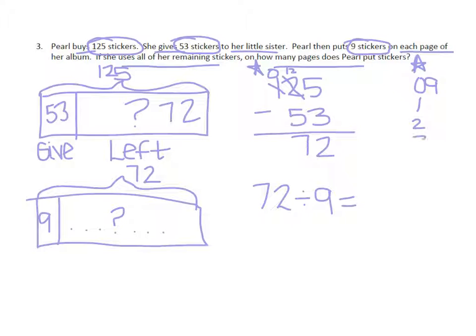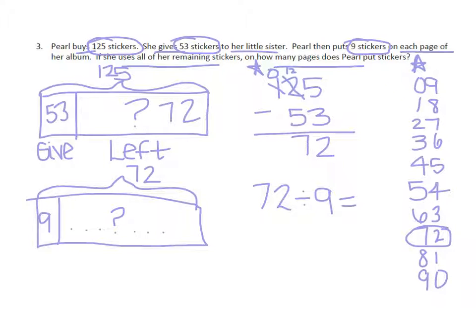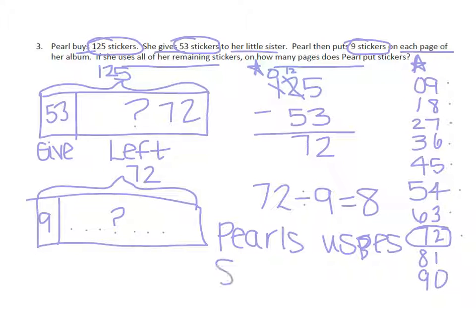So my trick is to write 0 through 9 from top to bottom. Then I need to write 0 through 9 going from the bottom up. Now I need to find 72 on my list. How many times did I have to count by 9 in order to get to 72? So 1, 2, 3, 4, 5, 6, 7, 8. I had to count 8 times. So that means that Pearl uses 8 pages.